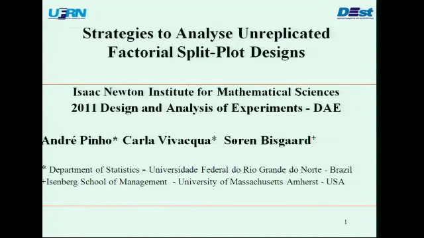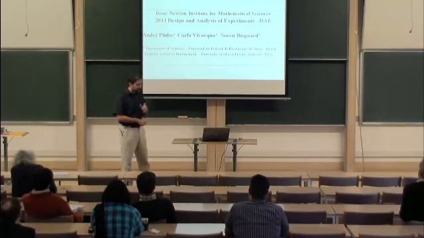The last position he had was at the Eisenberg School of Management at the University of UMass in Amherst in USA. And what I'm going to talk about today is an application and strategies on how to analyze specifically two-level unreplicated factorial designs.